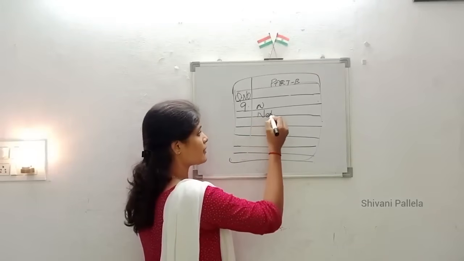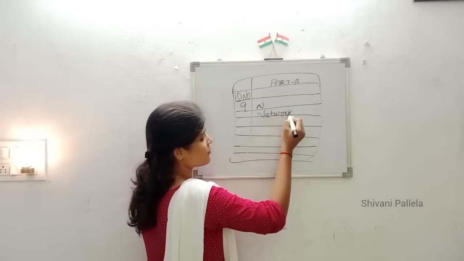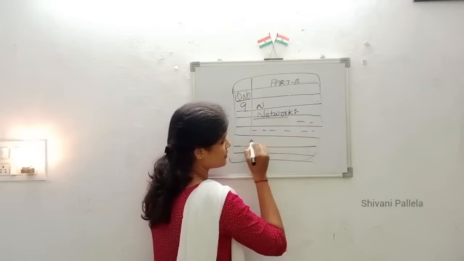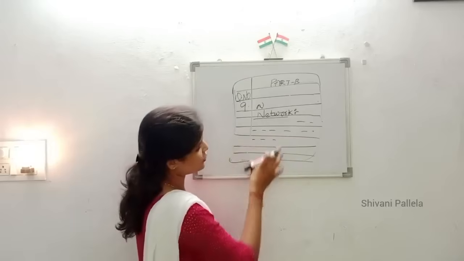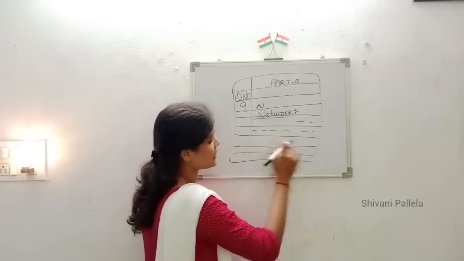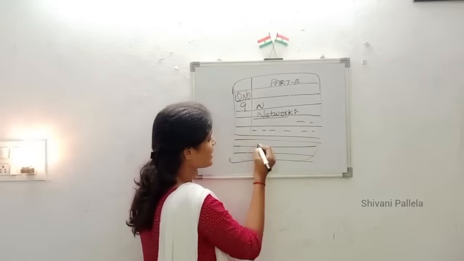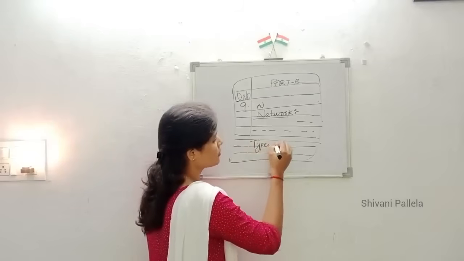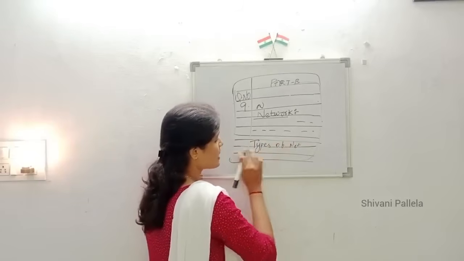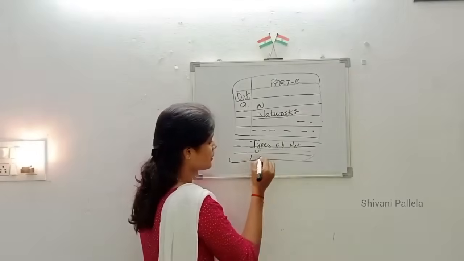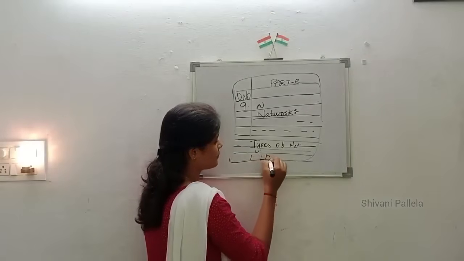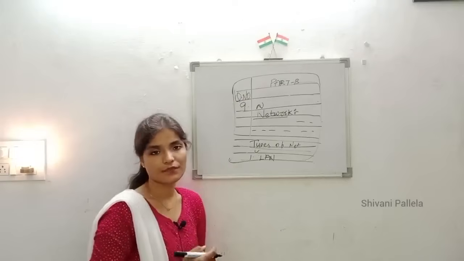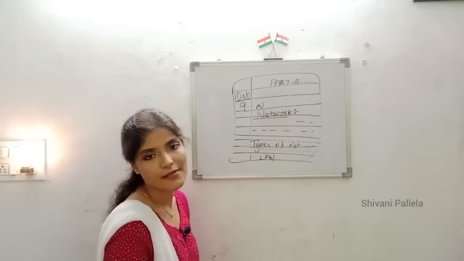For network, you need to write like this: the definition of network. Here, networks means like this. There are different types, like this you need to draw. After drawing network, leave one line, and here what they ask, types of network, and after that draw one line here. First type, LAN. LAN stands for local area network. Like this you need to present the answers.